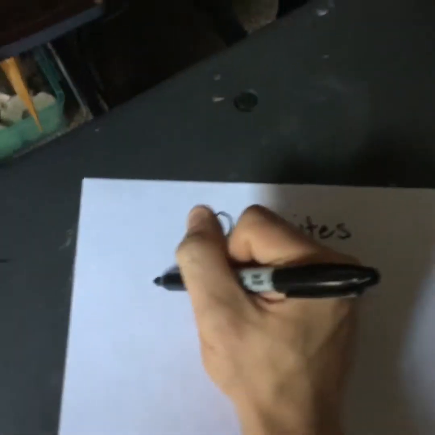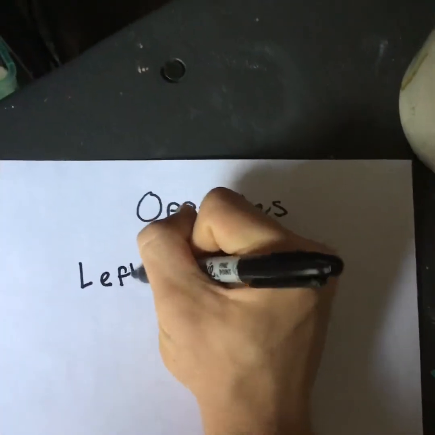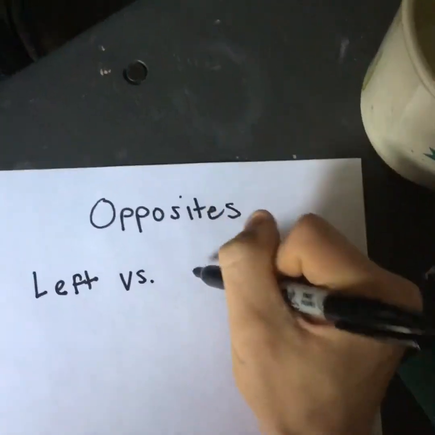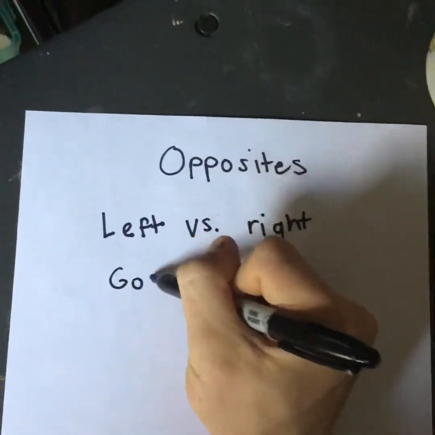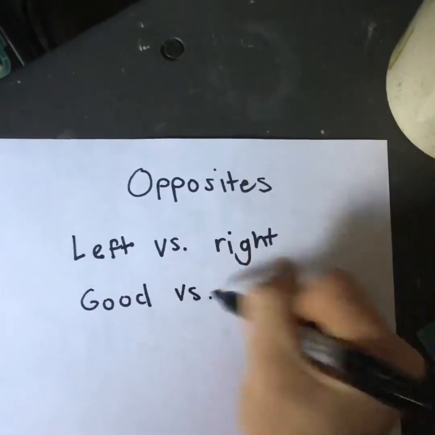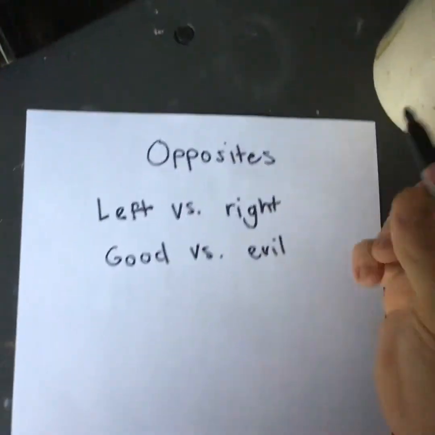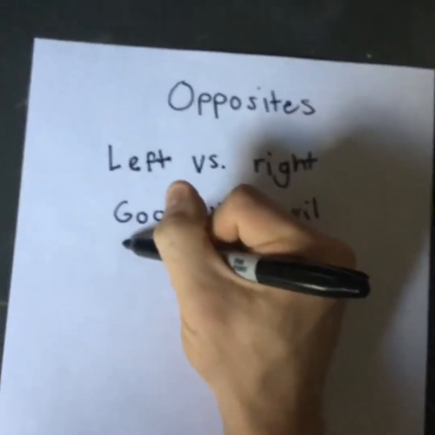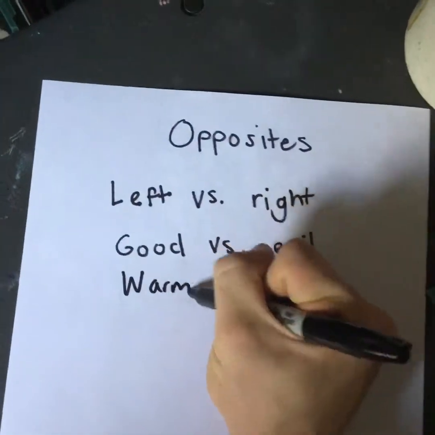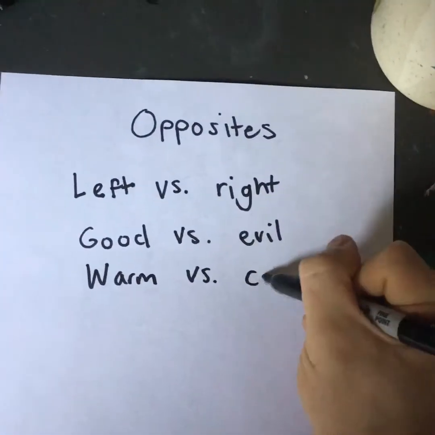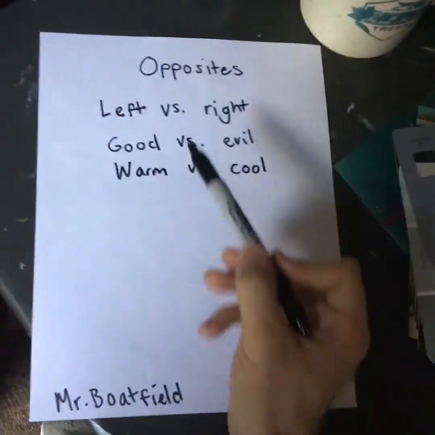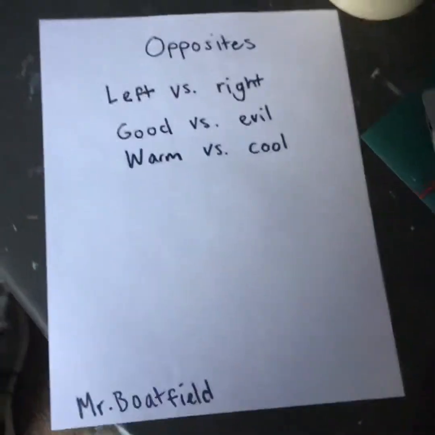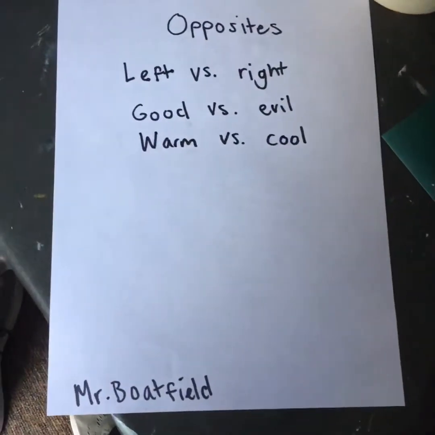Okay, so here are some opposites that I thought of. It could be left versus right. It could be good versus evil. And it could be warm versus cool. Could be sweet versus sour. Go ahead and come up with as many opposites as you can. Go ahead and put versus in between them so I know that it's opposites.